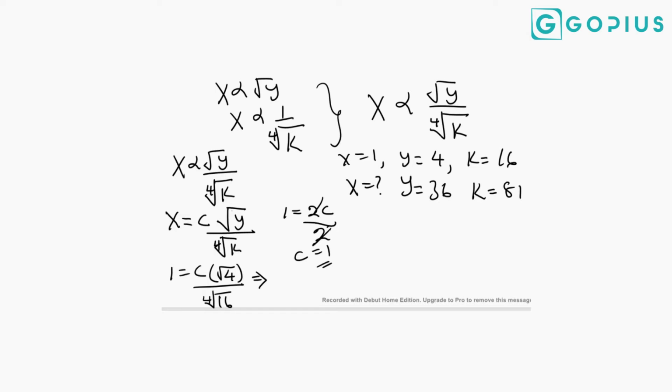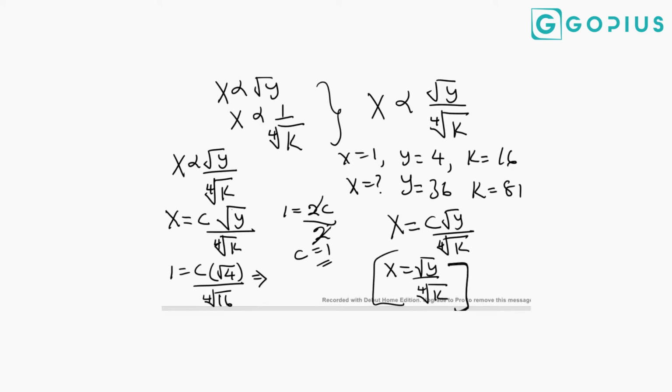So if we go back to where we had introduced the constant, which was x is equal to c square root of y divided by fourth root of k, and I replace c as 1, so I'm just going to have x is equal to, we don't need to write the 1. Since the coefficient is 1, we just keep it like that. So we are left with square root of y divided by fourth root of k. Now of course this is our formula connecting the variables. That is the law of variation.